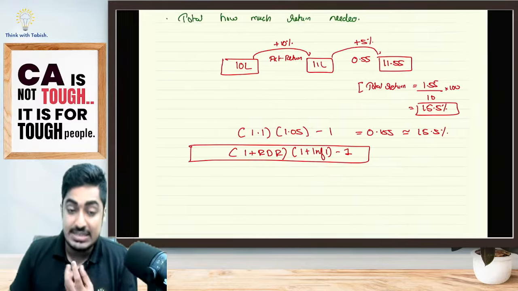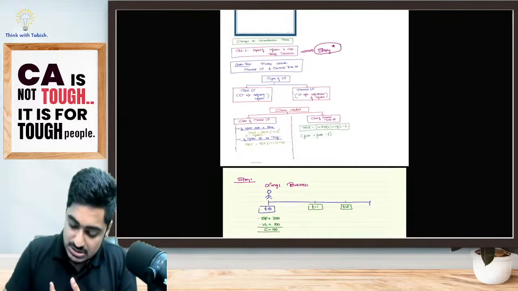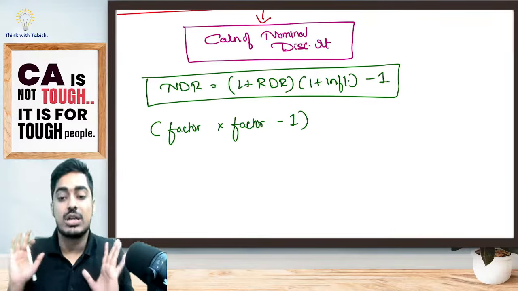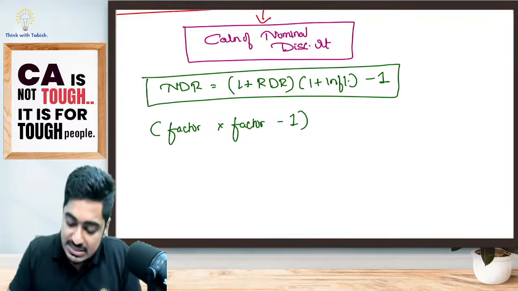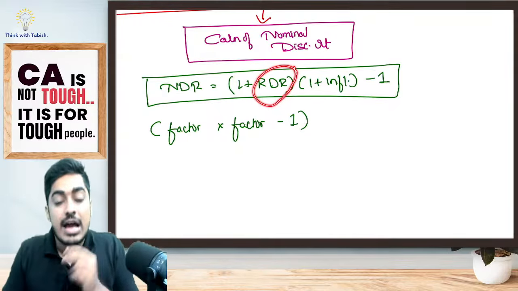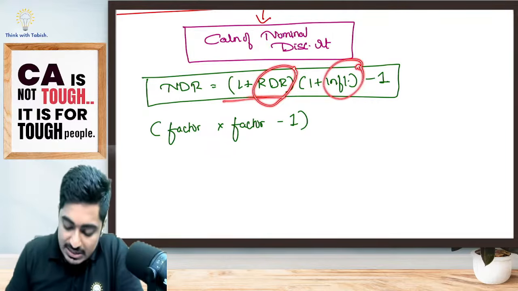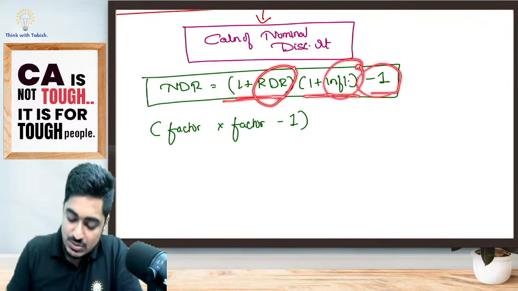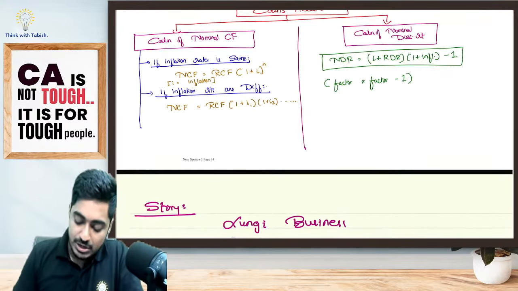What is it? Go by the gist of it. Go by the feeling of it. What is it telling? It is telling that, boss, in reality, ultimately what I want to earn, whatever I thought in my mind, I'm telling 10% return I want. Apart from that, for inflation also I have to cover. So 1 plus real discount rate into 1 plus inflation minus 1 gives me my nominal discount. Is this clear?